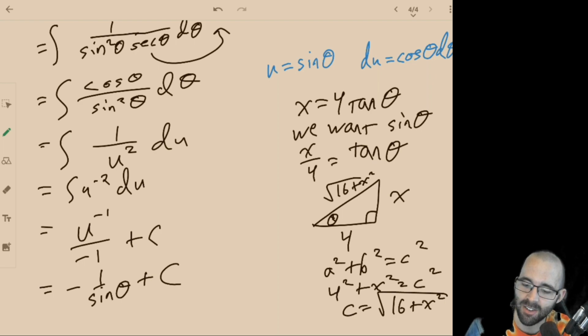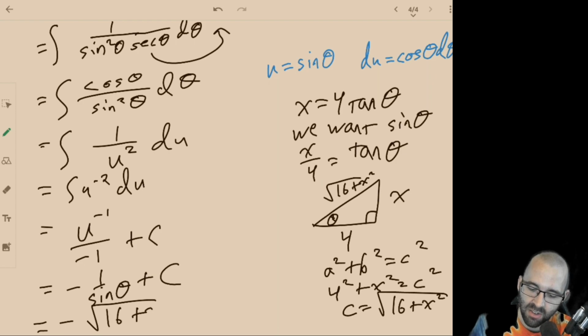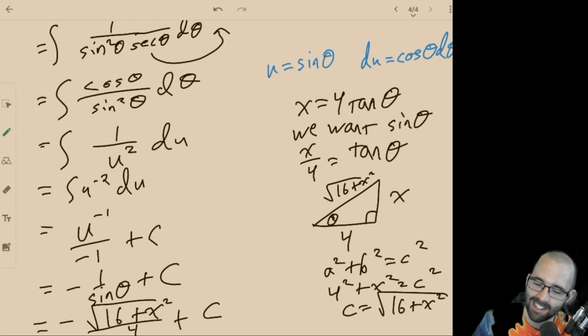So what is sine of theta? Opposite divided by hypotenuse. Actually, technically, we didn't want sine, we wanted cosecant, but that's fine. Last step: cosecant equals 1 divided by sine. 1 divided by sine just means the reciprocal of sine, which is opposite over hypotenuse. Reciprocate that: it's hypotenuse divided by opposite. So we get the square root of 16 plus x squared divided by 4, which gets totally cut off for you guys. There we go. That's our answer.